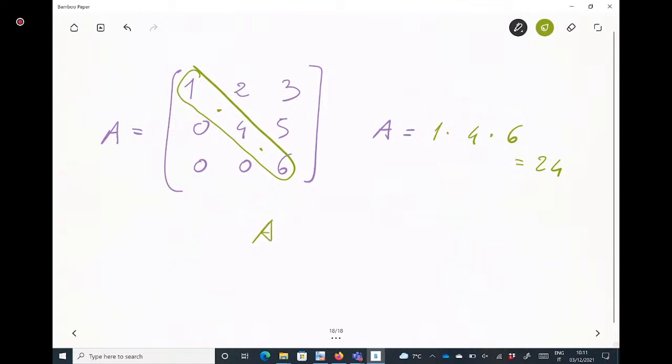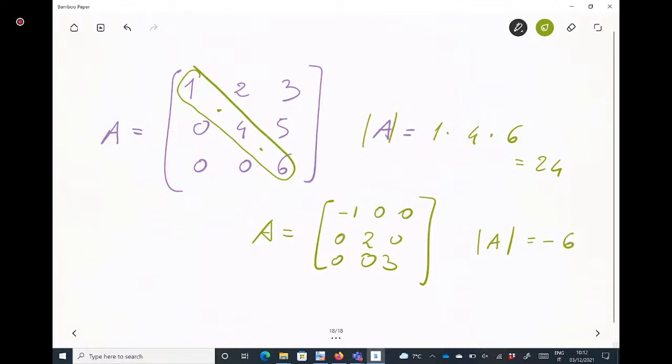Of course, this holds also for a diagonal matrix, because a diagonal matrix is a particular case of a triangular matrix. So determinant of A here is minus 1 times 2 times 3, minus 6. Another particular case of diagonal matrix is a scalar matrix.